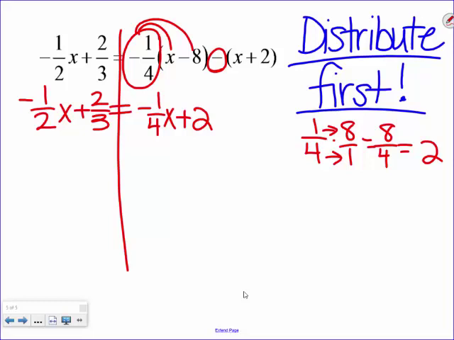What do we do next? Multiply by negative 1. The next set of distribution, what's negative 1 times x? Negative 1x. Negative 1 times 2? Negative 2.